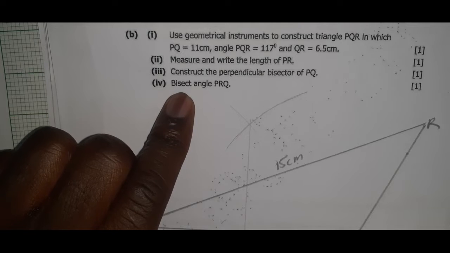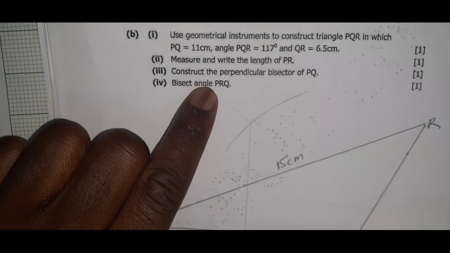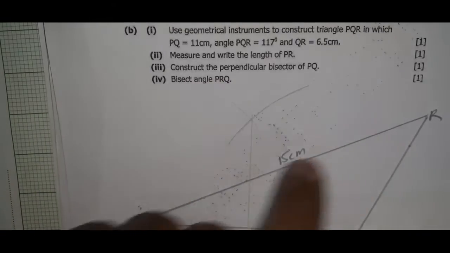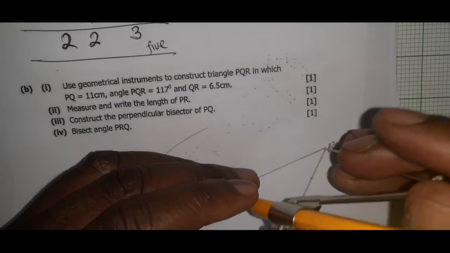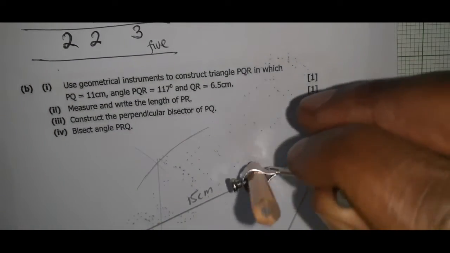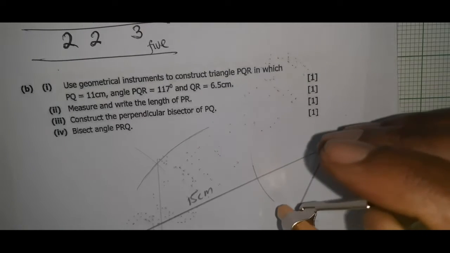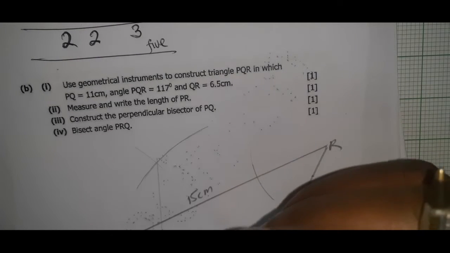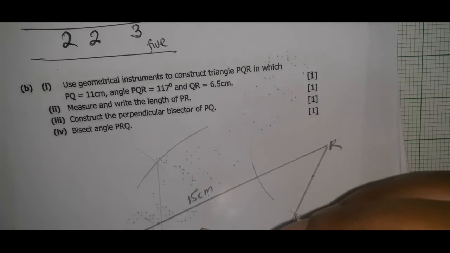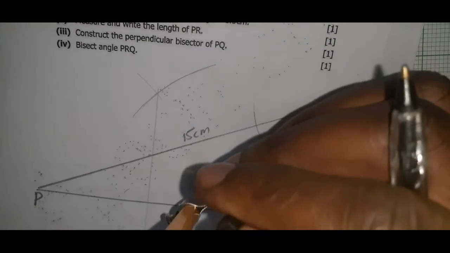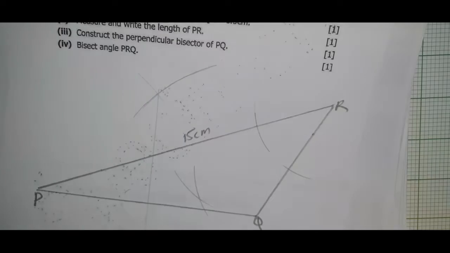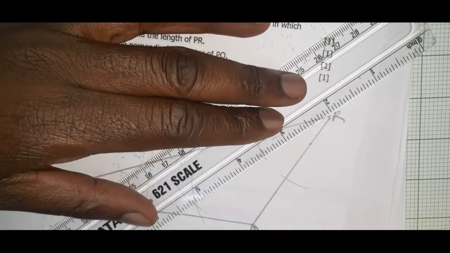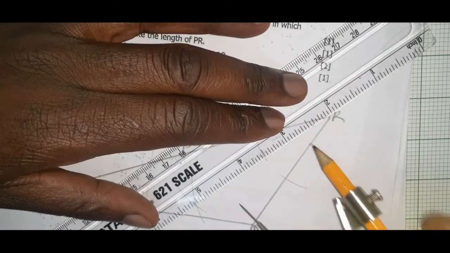Then bisect angle PRQ. So we are bisecting this angle here. And how do we bisect an angle? We put this one here, then you draw an arc and another arc here. And from there, you use these arcs, you draw one arc and then shift, come and draw the other one here. Okay. Then we join from here, straight. We join.